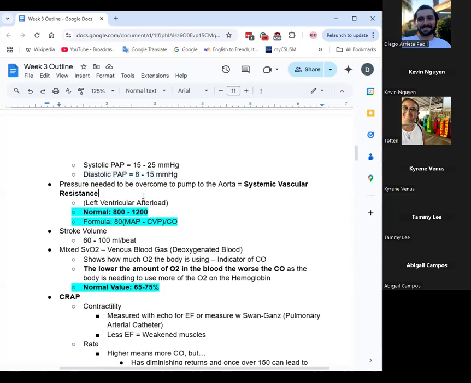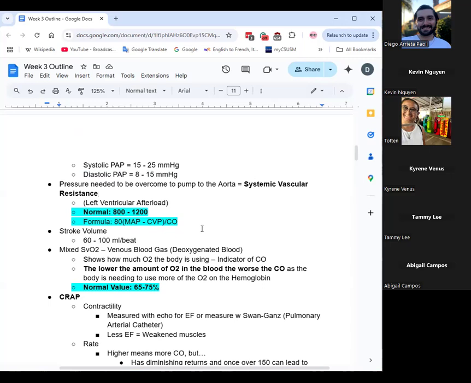But again, extra information, don't worry too much about it. And then this is definitely extra information, but this is just the systemic vascular resistance. This is essentially your afterload that the left side of the heart fights against to actually pump out to the body. And you don't need to know this number.